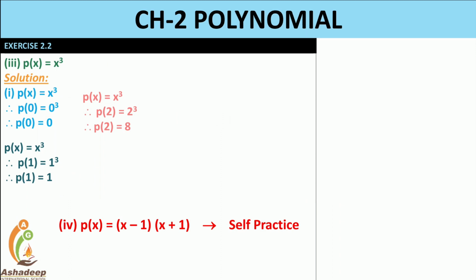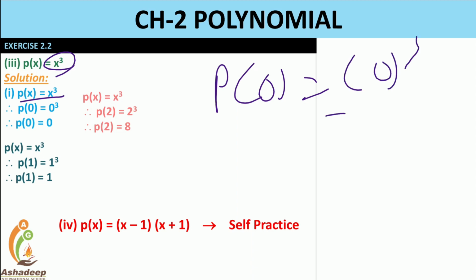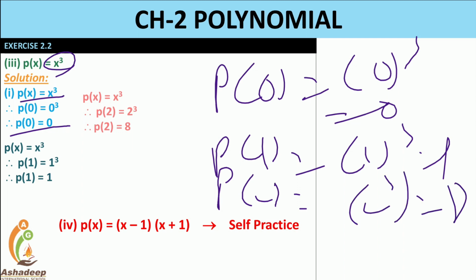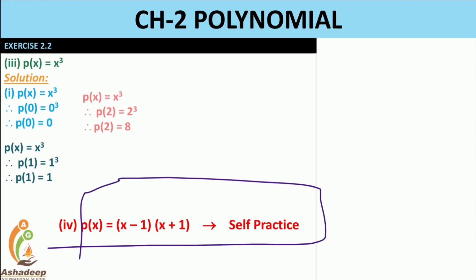The last sum I am going to do, and the last sum of this question you need to do by yourself. This is the simple x cube. So p of 0 is 0 cube, which is 0. Now p of 1 is 1 cube, which is 1. And p of 2 is nothing but 2 cube, which is 8. So these are the three answers. And this is the self practice.